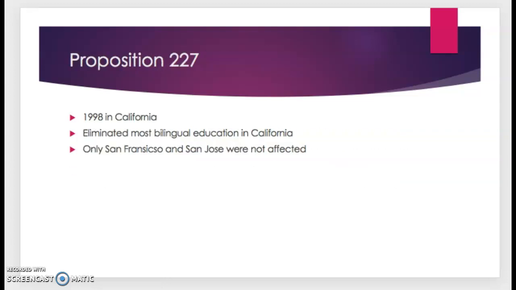In 1998 in California, Proposition 227 went into place. What this did was eliminate most bilingual education in California. The places that were excluded from that were San Francisco and San Jose. So this had a major turn on English language learners in California because they were stripped of their rights to get the tools they needed to be successful in school. So we will loop around to this one in a couple of slides.